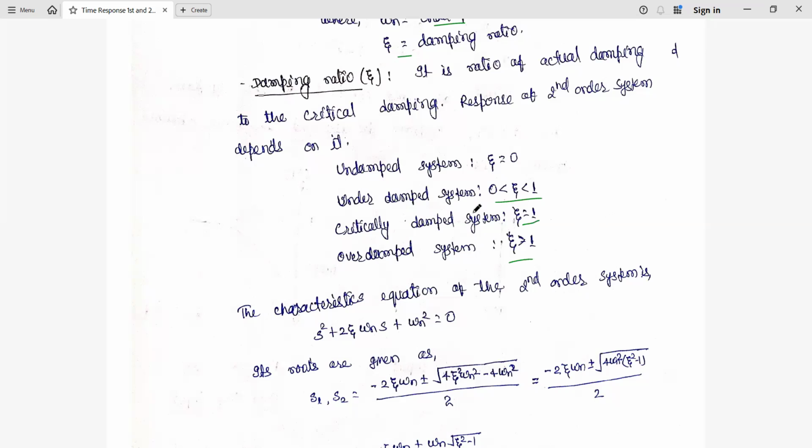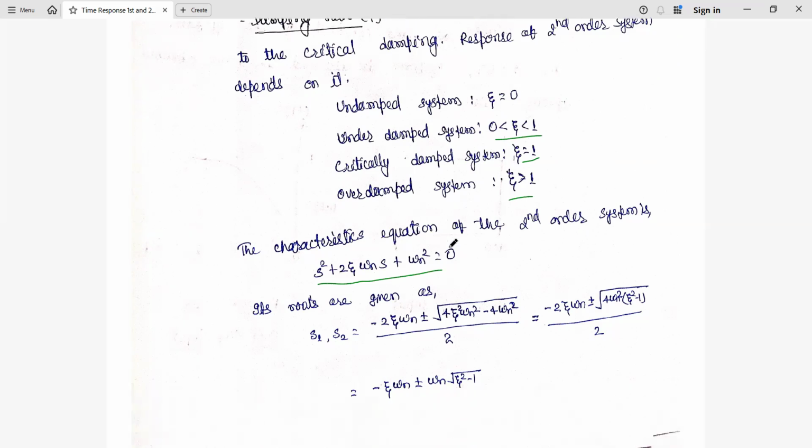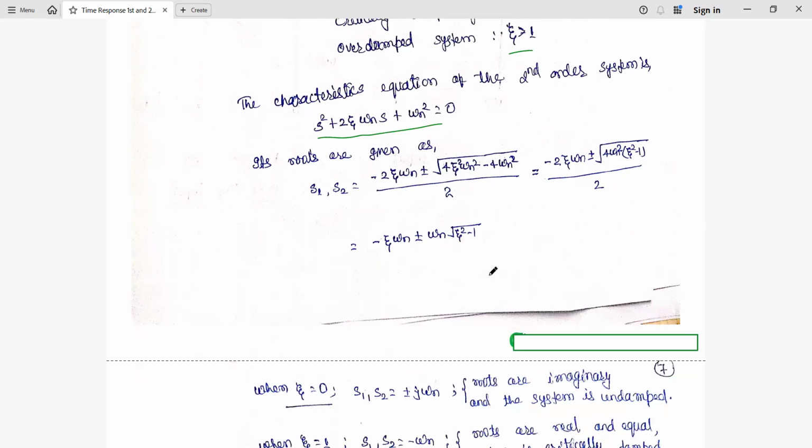The characteristic equation of the second order system is obtained by equating the polynomial in the denominator to 0. Now we have to find the roots of this characteristic equation. Suppose we have the function ax squared plus bx plus c equal to 0, the quadratic equation. For that, the roots are given as x equal to minus b plus minus root under b square minus 4ac upon 2a. The same concept is used here to obtain the roots.